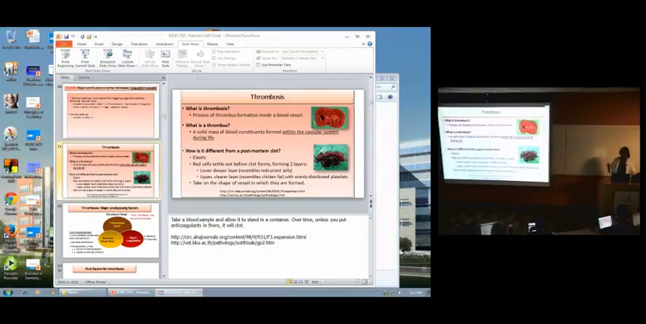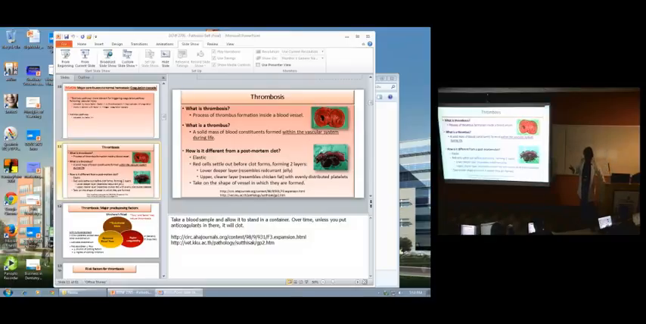What is thrombosis? It simply refers to the process of thrombus formation inside a blood vessel. So when you're talking about thrombus, you're saying it's formed within the vascular system. It's a solid mass of blood constituents that are formed within the vascular system during life. So it's a mass, it's solid, it's made up of blood, and is formed intravascularly. Why I put during life is because the thrombus is more like an ante-mortem clot, right? So it's formed during life.